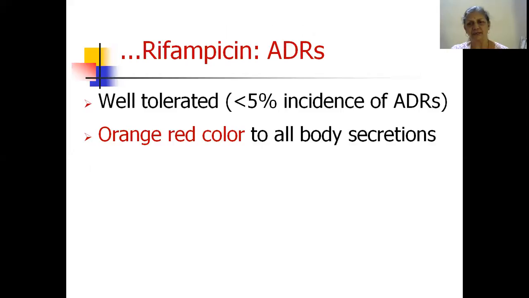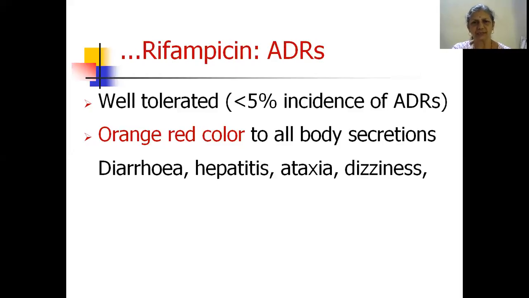As we said, it doesn't affect the human enzyme, so it's relatively well tolerated with less than 5% incidence of adverse drug reactions. But the effect which is seen in every patient is orange-red color to all body secretions, including saliva, urine, sweat, everything, which can be very alarming to the patient. It might be confused for hemoptysis or hematuria, but it is just the color of the drug being secreted in all these body secretions. And so this has to be an important component in patient counseling.